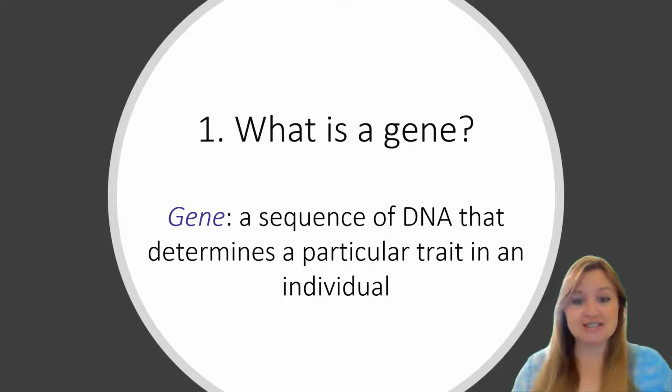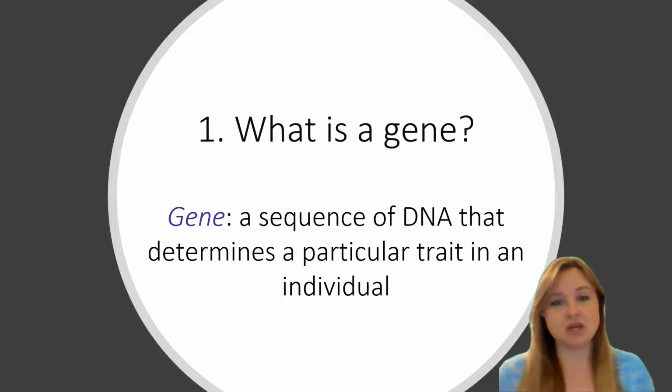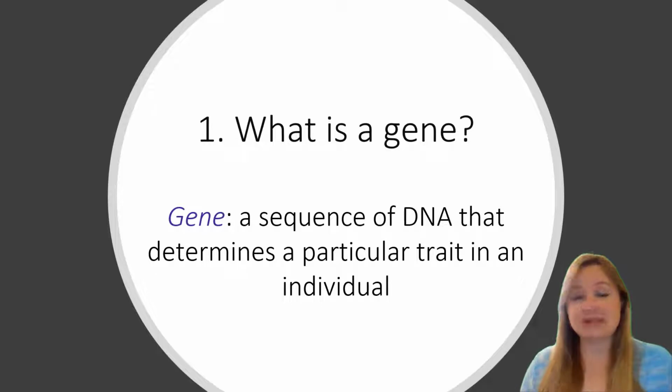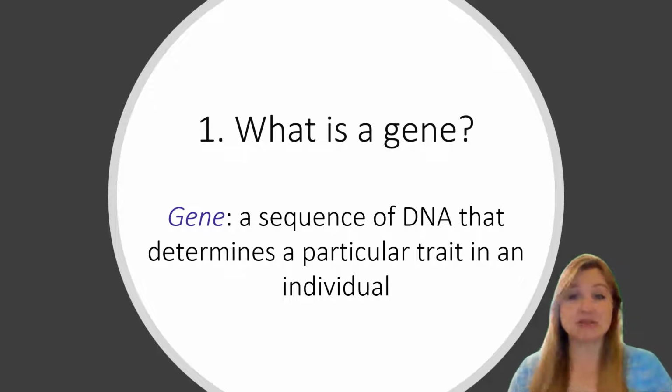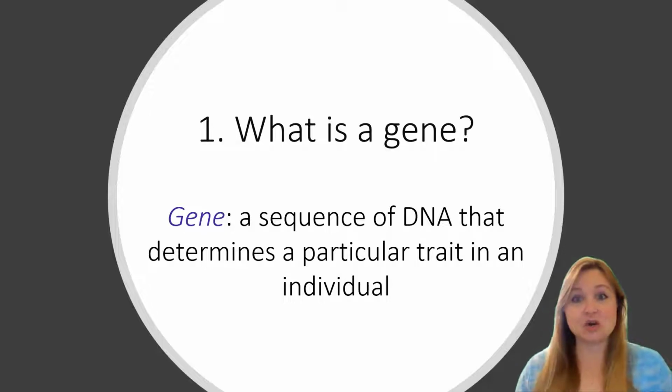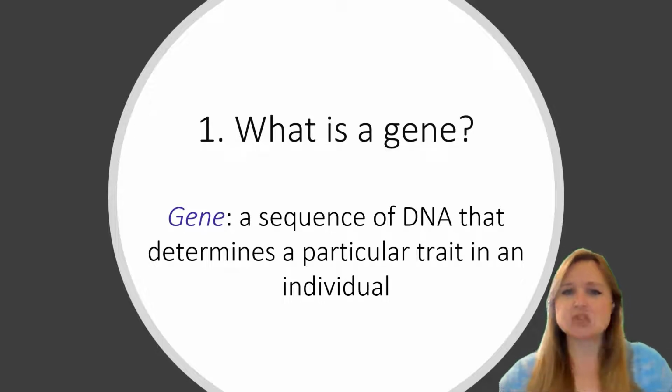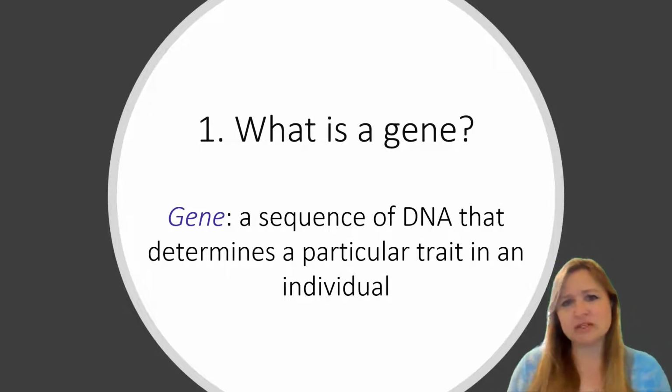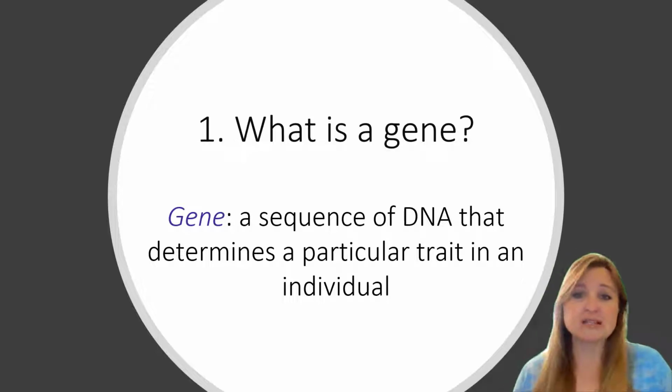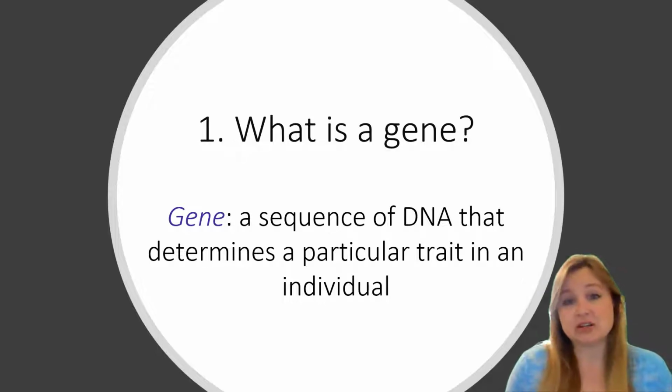A gene is a sequence of DNA that determines a particular trait in an individual. Well, what does that mean? What that means is that the DNA that's found inside of all of our cells is really encoding different traits. They can encode eye color, hair color, how tall we're going to be, how big we're going to be, but also the things we can't see, like different proteins and all of the enzymes that are found inside of our body, okay?